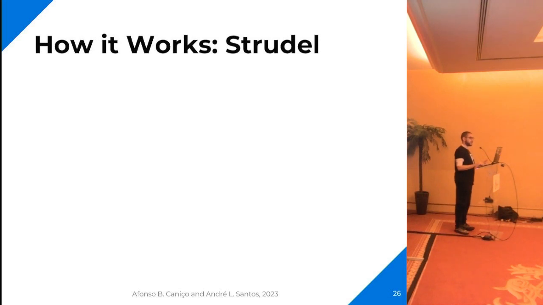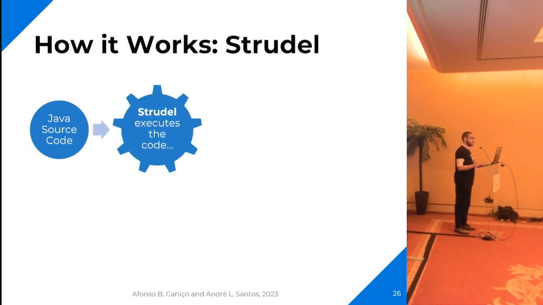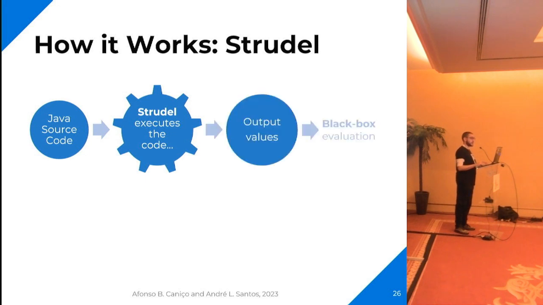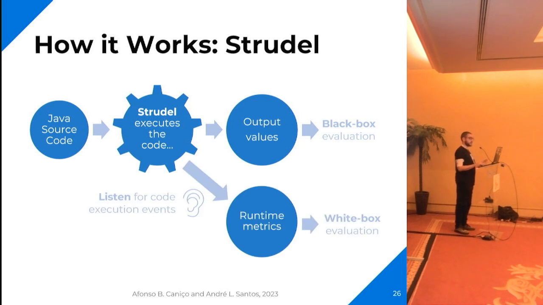So essentially, the workflow for the code being executed and the listening of events that I just mentioned is: you take some piece of Java source code, you pass it to Strudel, which loads it, interprets it, constructs an AST, an abstract syntax tree, and then interprets it. So it runs the code, and it has access to the outputs of the code, and that's what we use to do black box evaluation of the algorithms. And then where we really do our magic is that we hook into the listening system of Strudel, and we can access those code execution events to construct the white box evaluation that I mentioned.